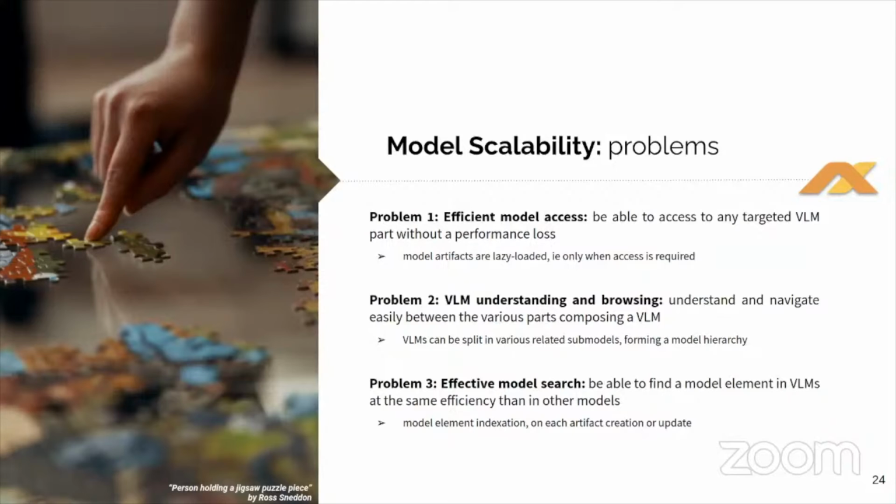The third question was about effective model search. That is to say, be able to find a model element in VLMs with the same efficiency as in other models. For this, we have implemented a model element indexation on each artifact, on each model element creation or update. I talked about this earlier. In GenMyModel, users can search model elements by their name, type, or even stereotypes using this mechanism.